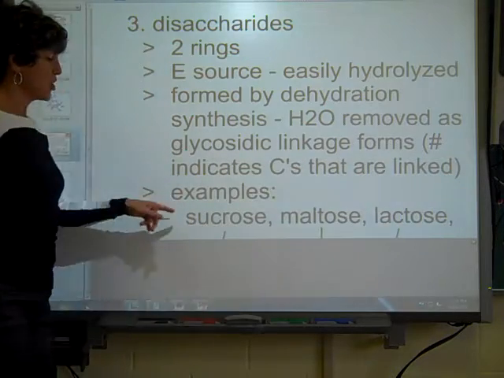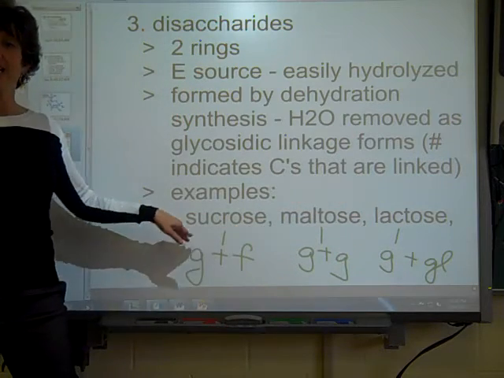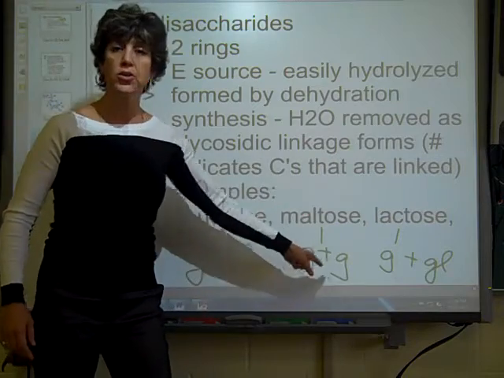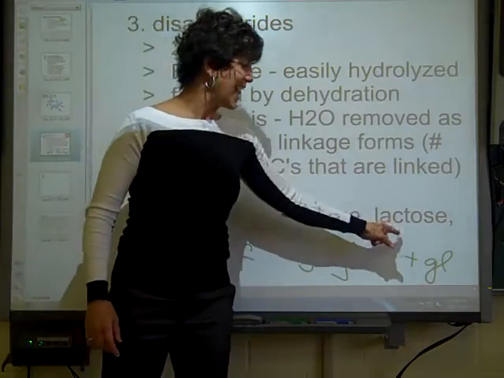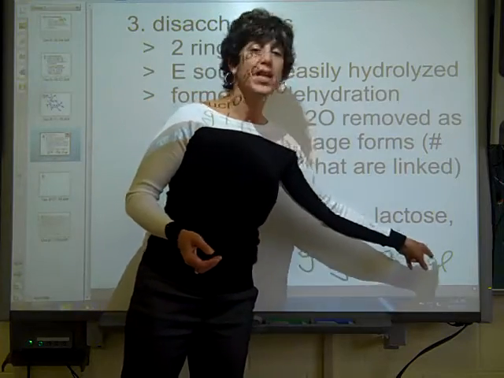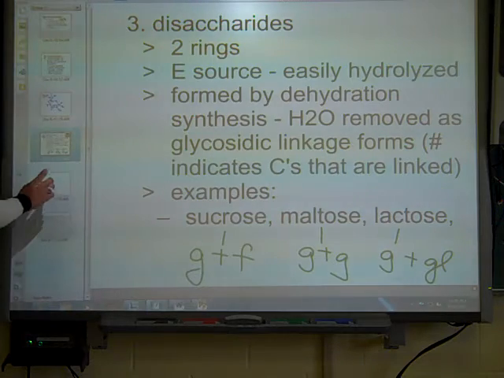Some examples: sucrose, maltose, and lactose. Sucrose is what you get if you connect a glucose and a fructose. Maltose is a glucose plus a glucose. And lactose, I include in there because some people are allergic to it, glucose plus galactose. So those are 3 different disaccharide examples.